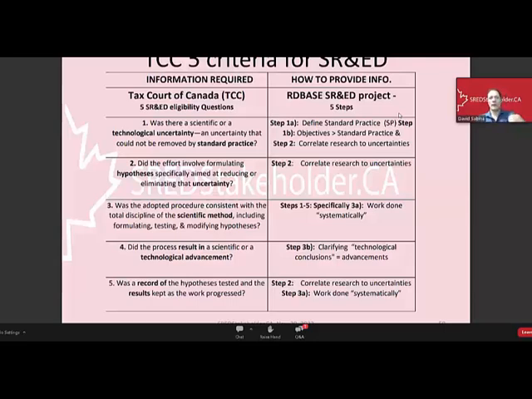Whether we formed a hypothesis kind of leads to the first one. Step 2, can we talk about variables of uncertainty based on steps 1A and B, defining objectives that go beyond standard practice. One of the things that the precedent talks about, step 3, is, did we use the scientific method?